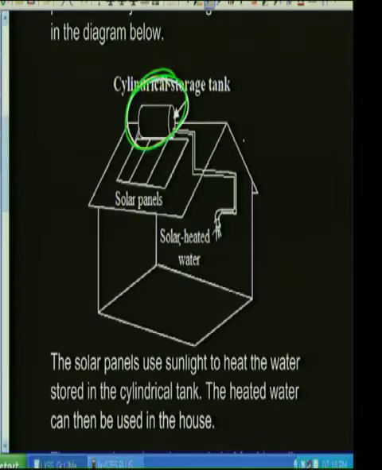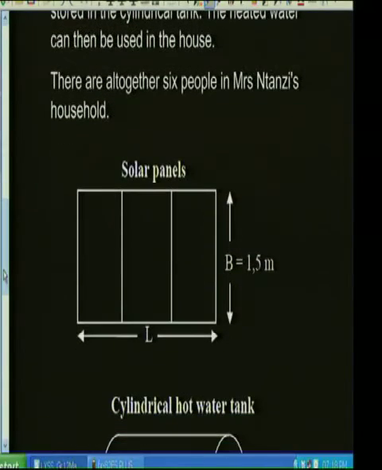Okay, so the solar panels use sunlight to heat the water stored in the cylindrical tank. The heated water can be used in the house. There are altogether 6 people in Mrs. Ntanzi's household. Now guys, why have they told us there's 6 people? They've probably told us that because we need that information. So let's remember that. You'll see I've circled my important information here.